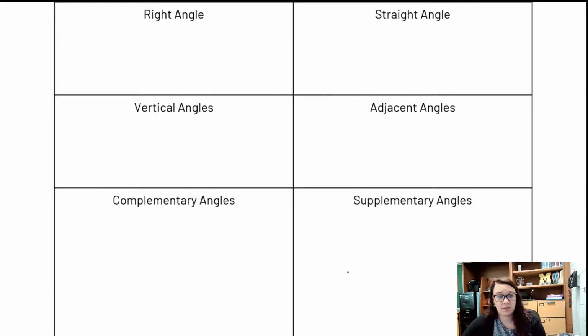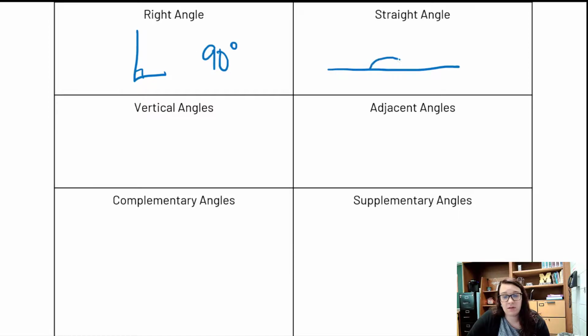So here's a quick snapshot of all the angles we've talked about so far. We've got a right angle, looks like this, and it's 90 degrees. We've got a straight angle, and it goes from here all the way over here. It's 180 degrees. Vertical angles are ones that make two V's, and they are congruent.